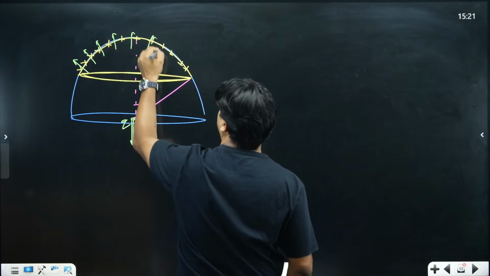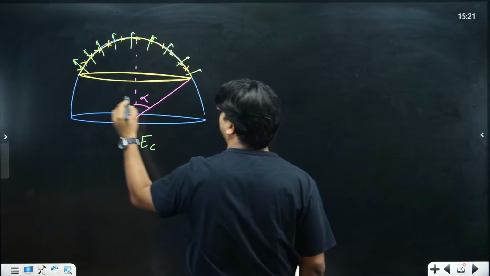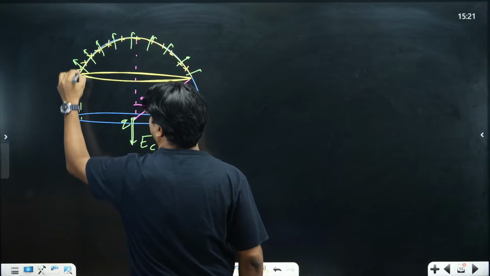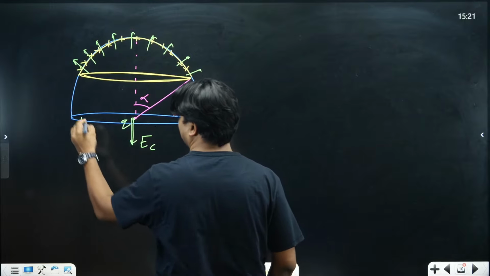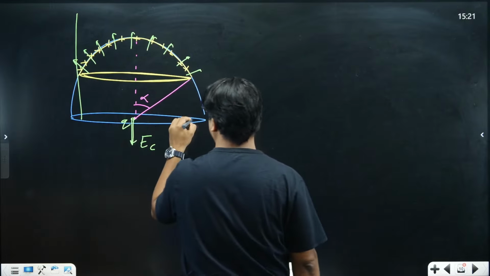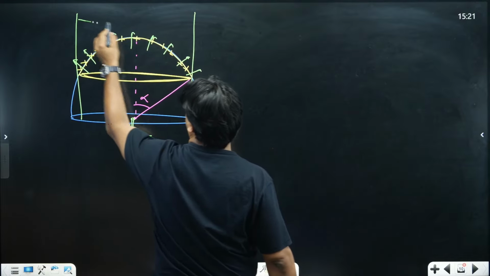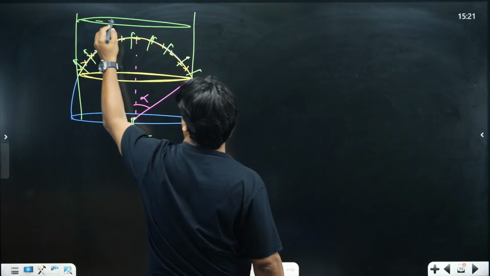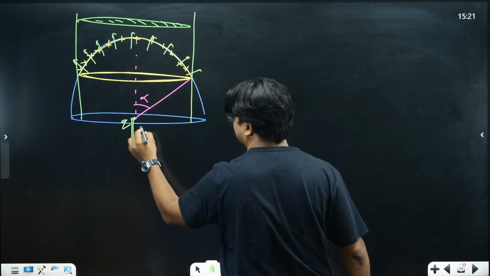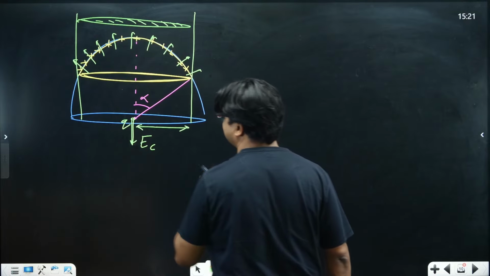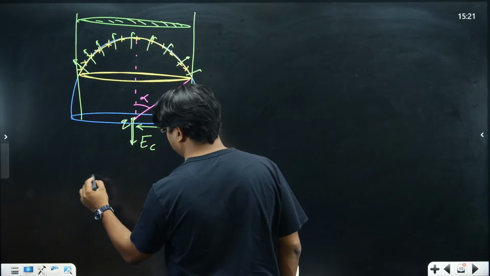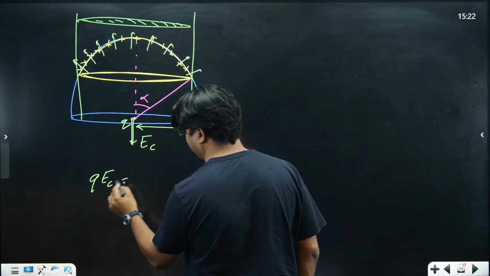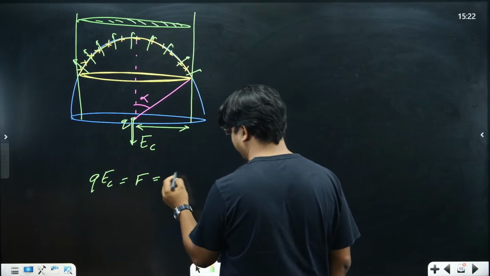Okay, some pressure will act here, the same pressure actually. And now the area of projection would be a disc of radius this much, and this radius is r sine alpha. Are you getting it? So we will now write q into EC, that is the force, as pressure.